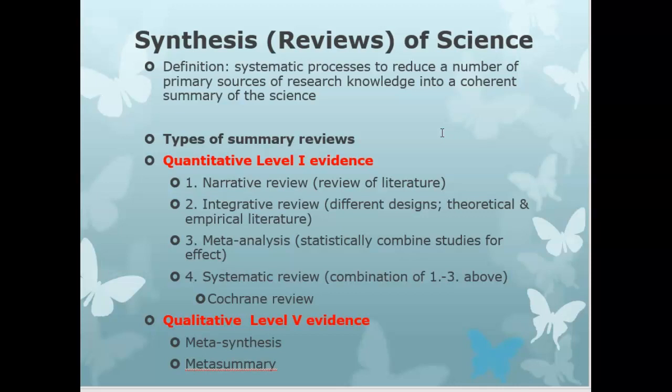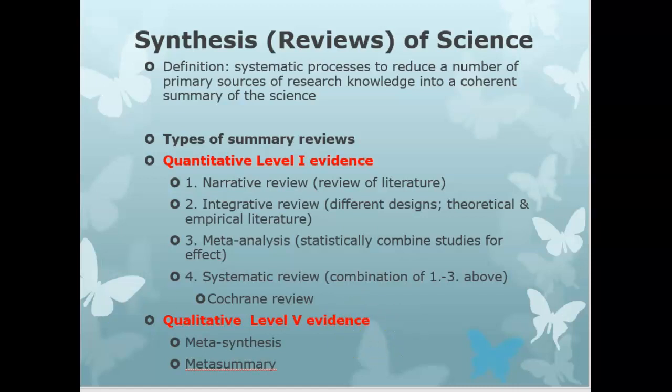And then our gold standard, of course, is the systematic review, and it combines all three, and that would be like a Cochrane review. Qualitative would be level 5 evidence, and it's a meta-synthesis, so it takes the information and makes a summary of it. But remember, these are thoughts, feelings, and ideas. Many times they don't have numerical quantitative data because it's more qualitative.